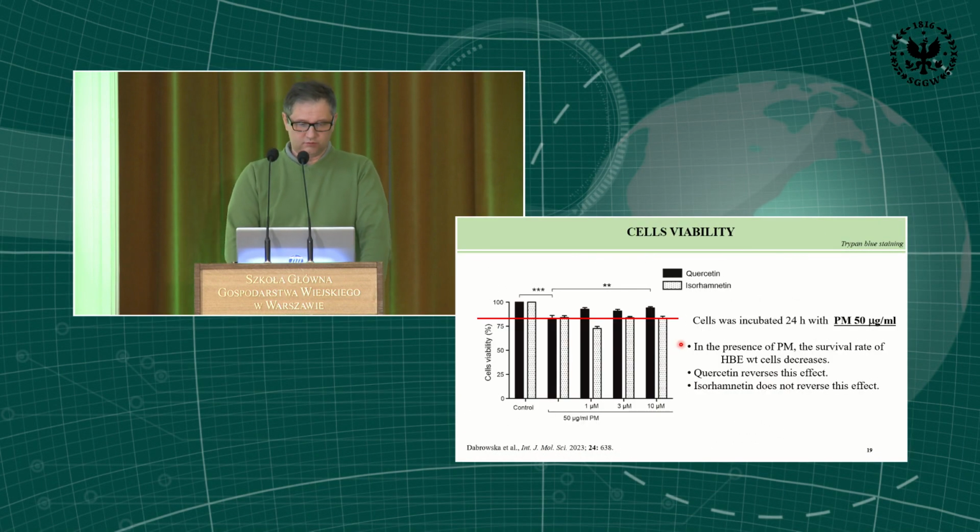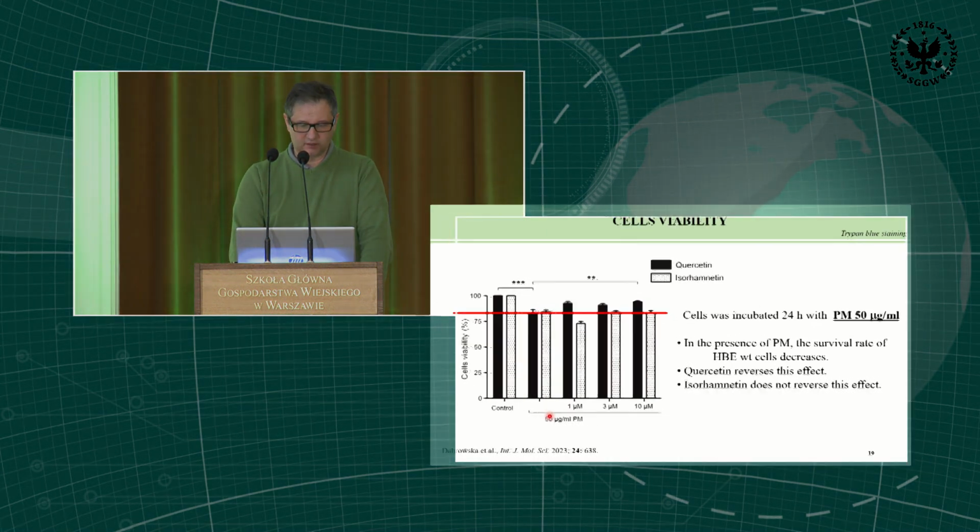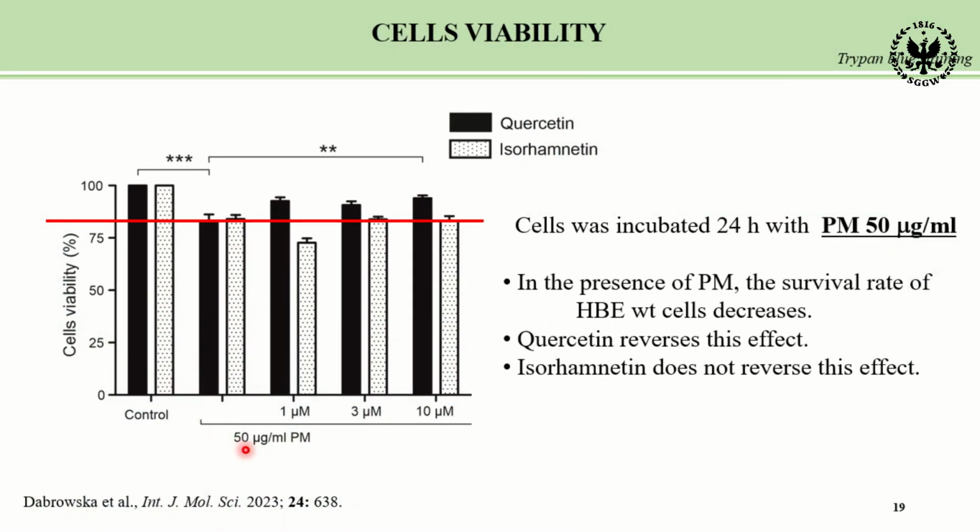At the end, I would like to show you some experiments using the trypan blue methodology. We measure the cell viability, and after application of particle matters with a concentration of 50 micrograms per milliliter, we observe a decrease of the cell viability. And this decrease of cell viability is also observed when the system was incubated with isomethane. Quercetin reversed this effect, and probably this is the effect of the activation of the channels.